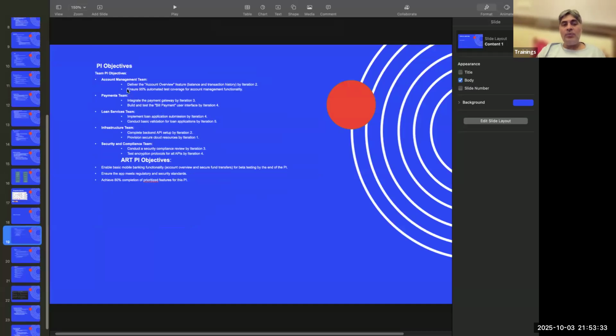For example, the accounts management team objective is to deliver the accounts overview feature, balance and transaction history by iteration 2. Ensure 95% automated coverage for the accounts management functionality. This is the objective which they have finalized on day 2. Whatever stories they have taken up, based on that, you will finalize the PI objectives. So, finalization of PI objectives.